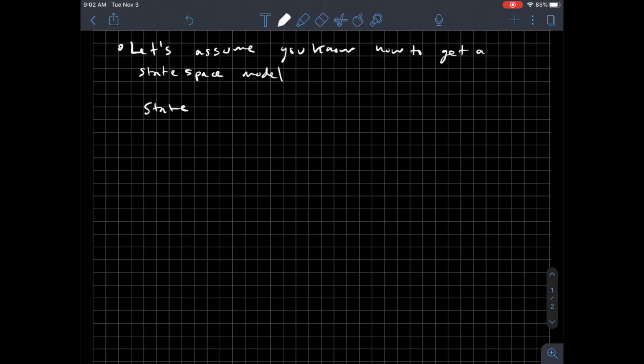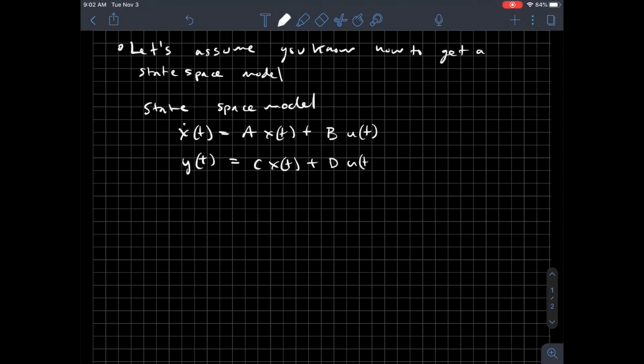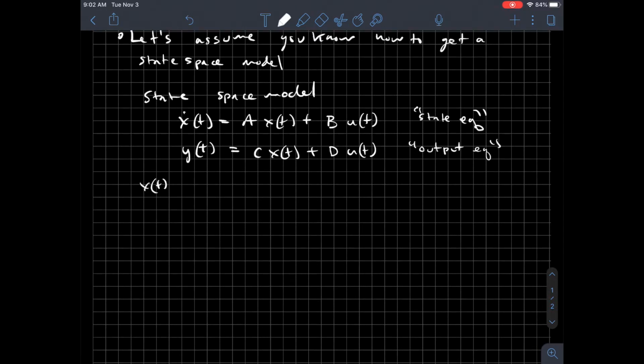So a state space model looks like this. I've got x dot of t is equal to A x of t plus B u of t. Sometimes I use r of t here to point out that it is the reference input, but u of t is the traditional thing that you should use. And then y of t, the output equation, is equal to C x of t plus D u of t. So the top equation is what I call the state equation, and the bottom equation is what I call the output equation.